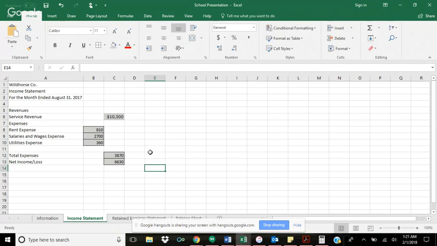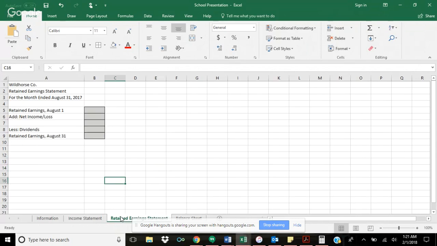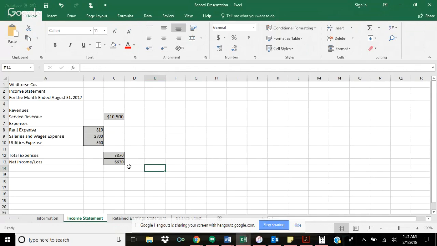And that is how you fill out an income statement according to the information data set that we were given on Wild Horse Company. From there, we are asked to take this net income information here, this $6,630, and place it into a retained earnings statement.